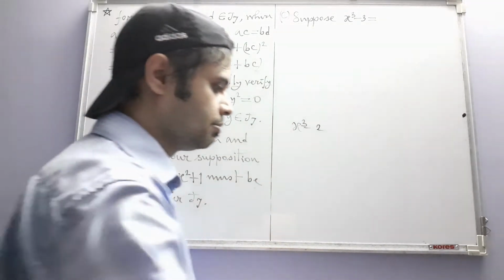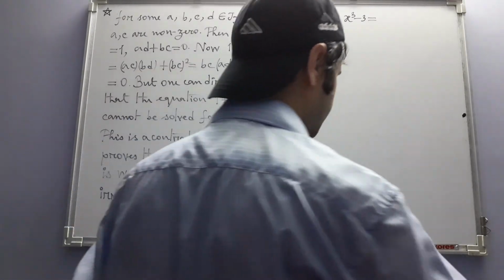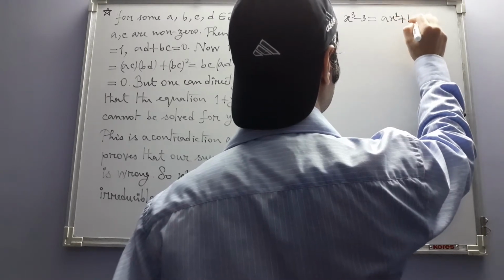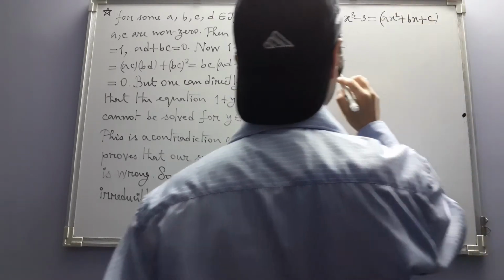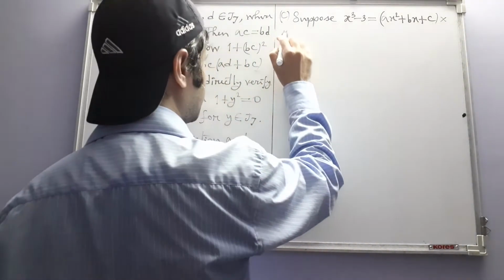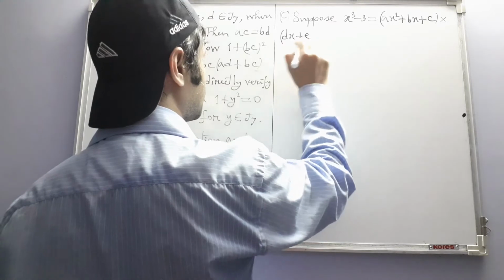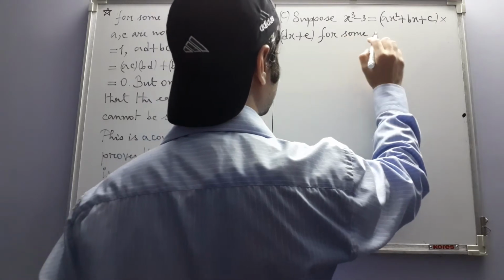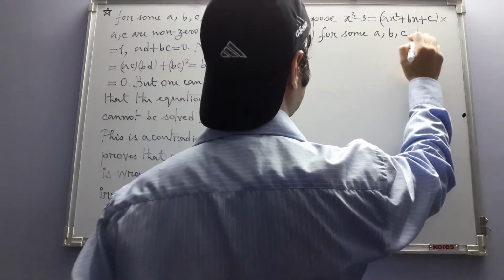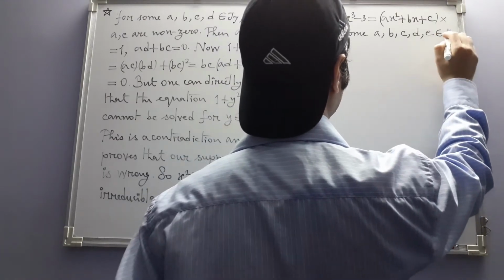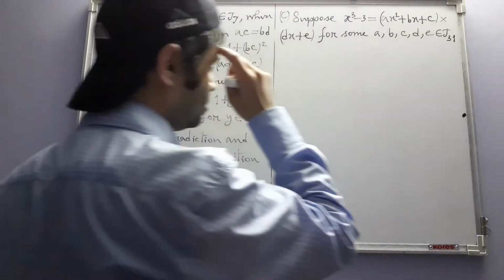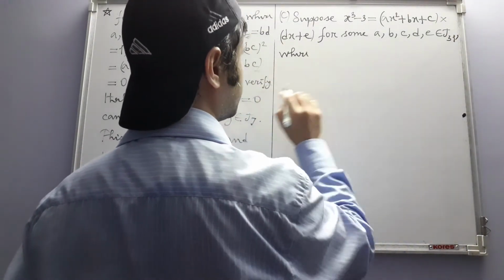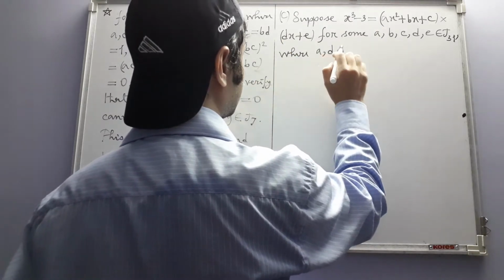So here also same thing, except here the field is different. So we will have a quadratic polynomial ax square plus bx plus c times a linear polynomial dx plus e, for some a, b, c, d and e belonging to the field J31, where a and d are non-zero.